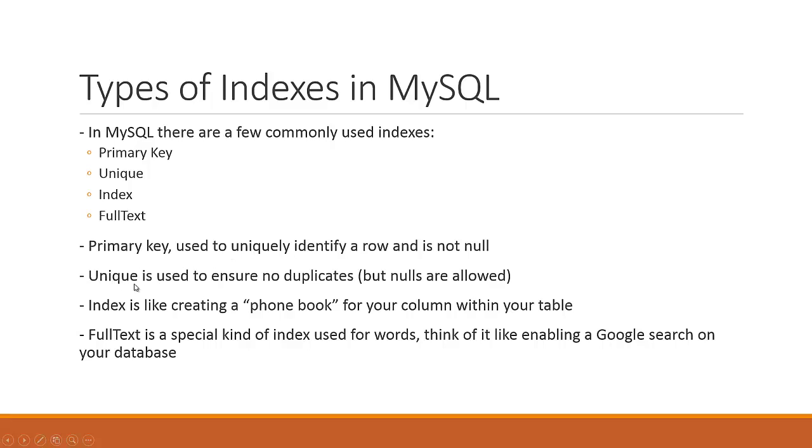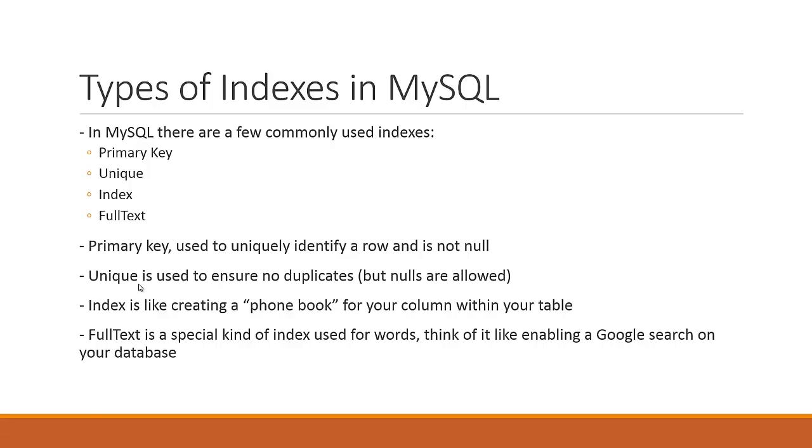Another type of index is a unique index. Unique indexes are used to ensure there are no duplicates, but null values are allowed with a unique index. If you think about a unique index, a good example of using that would be on something like a username.